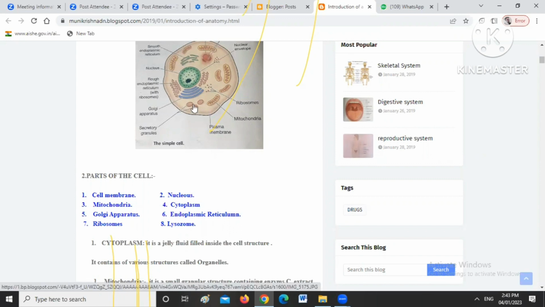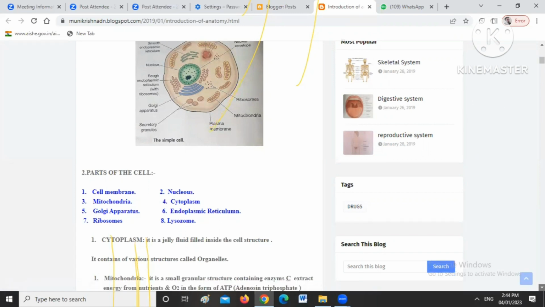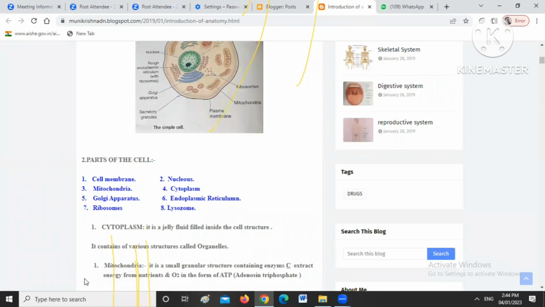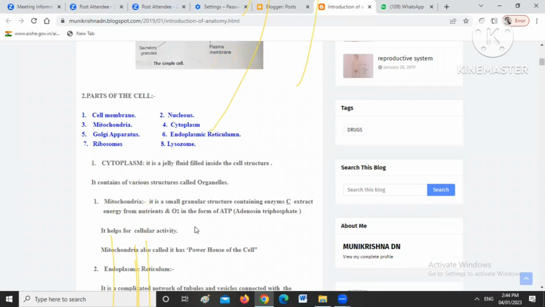Okay. So why are we calling mitochondria the powerhouse of the cell? It contains enzymes which extract energy from nutrients and oxygen in the form of ATP. It helps for cellular activity, and mitochondria is also called the powerhouse of the cell.